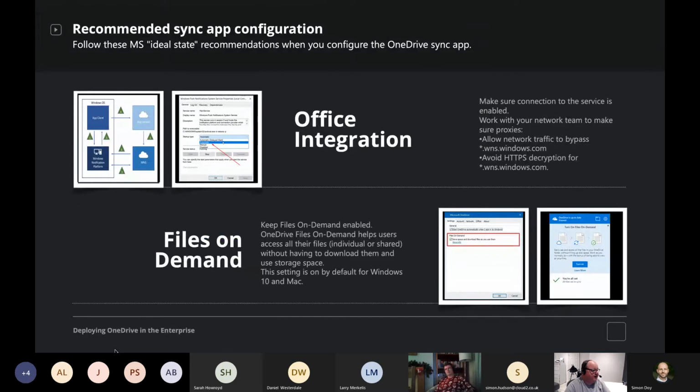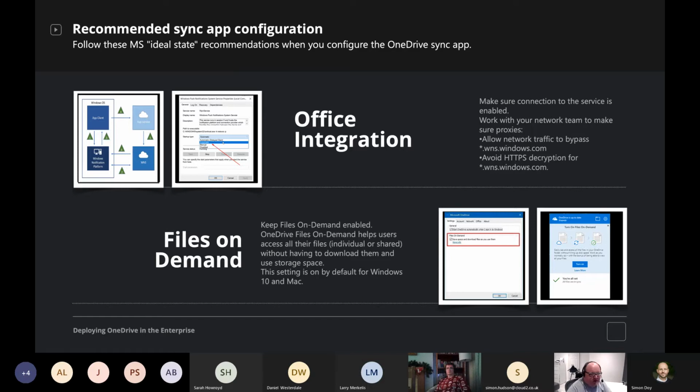Office integration, leave that on. There's a couple of network things you should configure to allow network traffic to bypass ws.windows.com, and also avoid HTTPS decryption on this as well, because that can cause problems. Often security, particularly in large secure organizations, would like to do HTTPS decryption on the proxies. But there are certain things that you need to leave out of that.